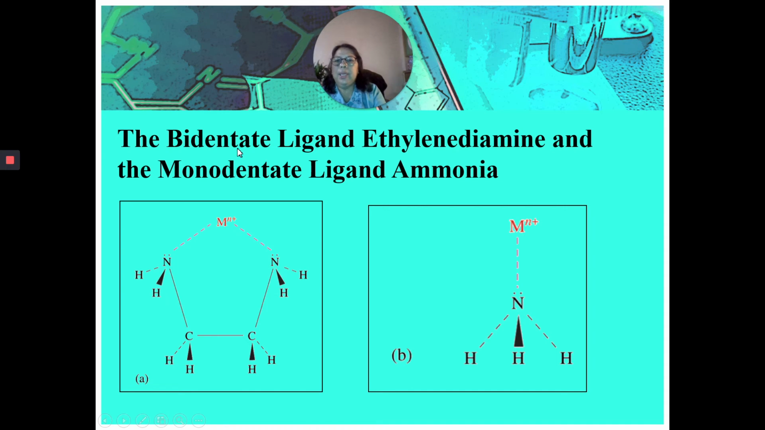So bidentate, the metal is bonded with two. Sorry. So between the two, this is the bidentate. It is bonded with two. This is monodentate. So the bidentate is this one, and this is the monodentate.